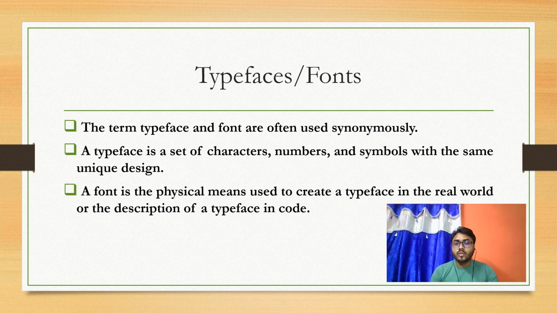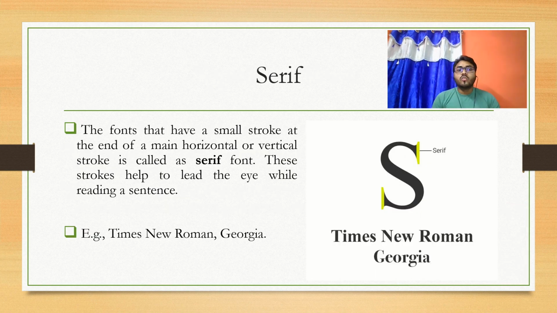At first we will talk about the serif. A font that has a small stroke at the end of a main horizontal or vertical stroke is called a serif font. These strokes help lead the eye while reading a sentence. In this picture you can see that here and here we have a stroke. Examples of serif fonts are Times New Roman, Georgia, etc.